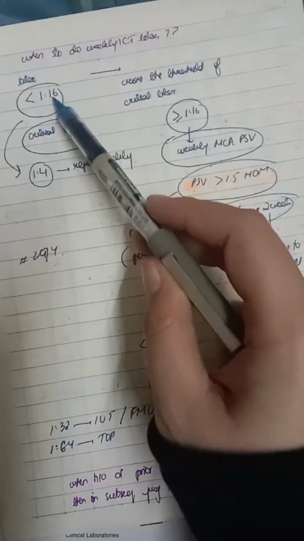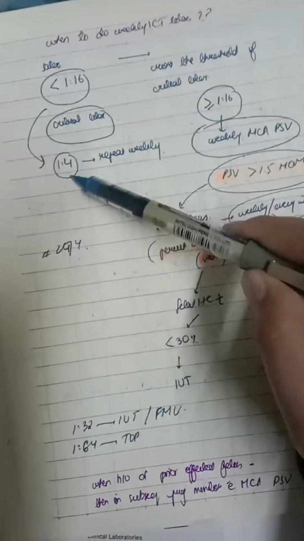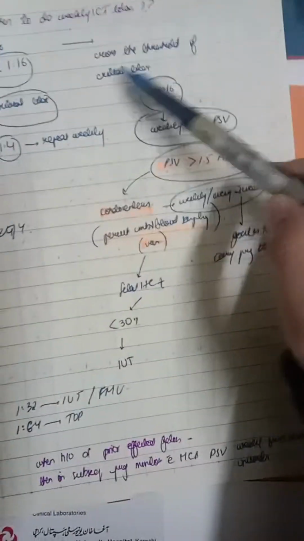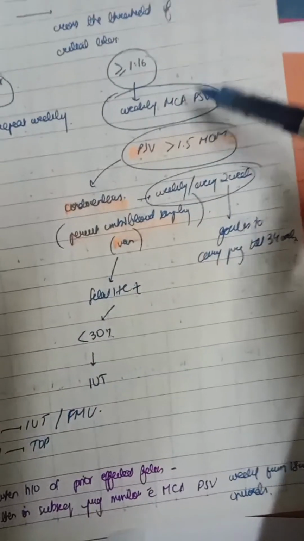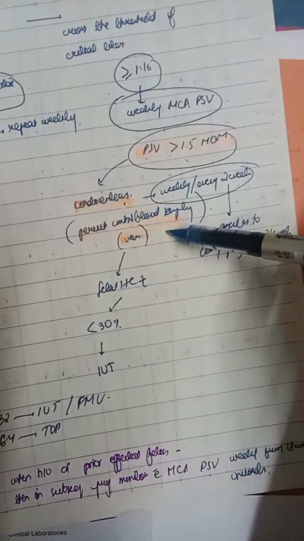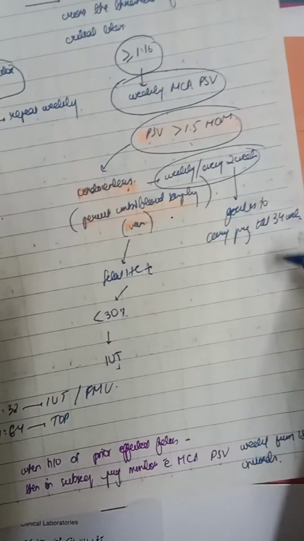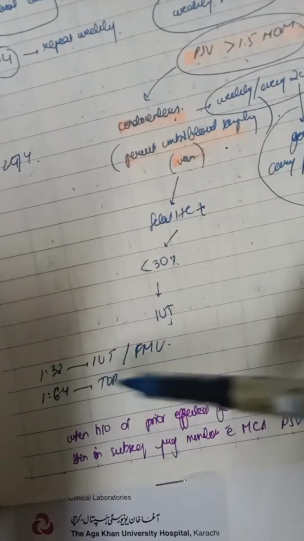So titers are less than 1:16. The critical titer is not reached. It's 1:4. You have to repeat the titer weekly. If it crosses the threshold of 1:16, we have to do weekly MCA PSV more than 1.5 MoM, chordocentesis via percutaneous umbilical cord sampling, fetal hematocrit less than 30% IUT, every 2 to 3 weeks. And you're trying to take the pregnancy to at least 34 weeks in this case, guys, okay? So 1:32 IUT, fetal medicine unit, and 1:64 top.